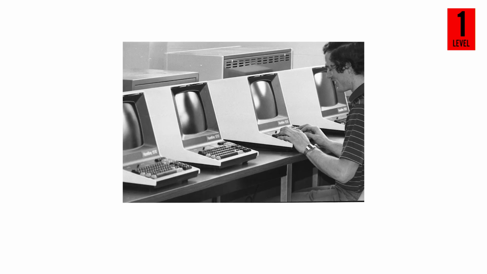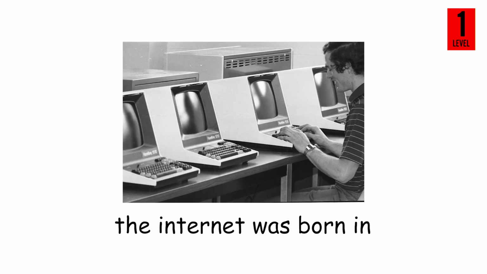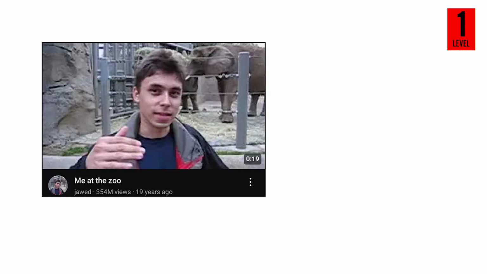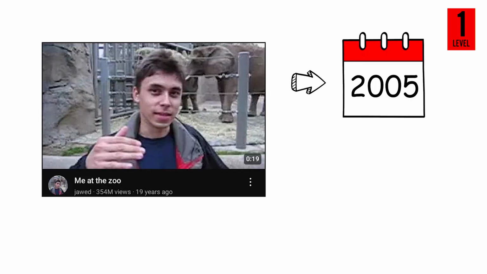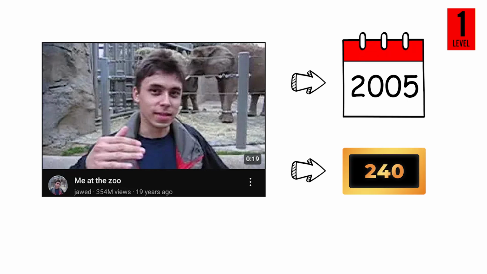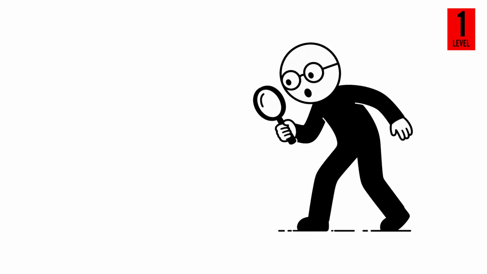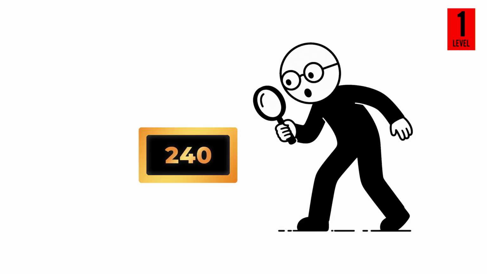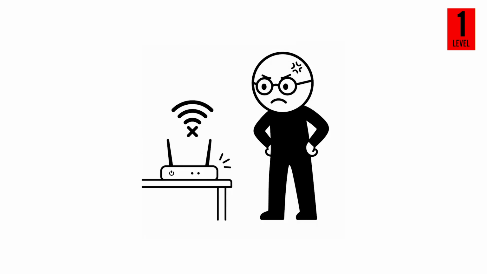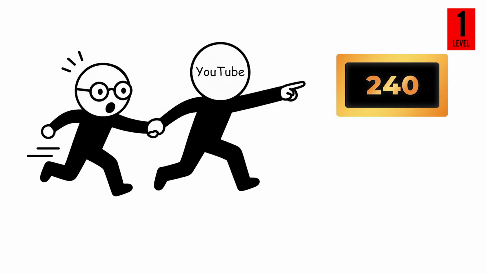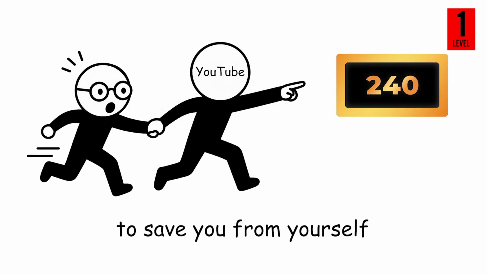This is the resolution the internet was born in. The very first YouTube video, Me at the Zoo, uploaded back in 2005, went out at 240p and below, and it looks exactly as rough as you'd imagine. These days, you only meet 240p in one place: when your Wi-Fi is having a bad day and YouTube quietly drops you here to save you from yourself.